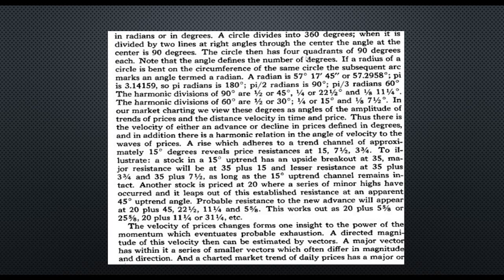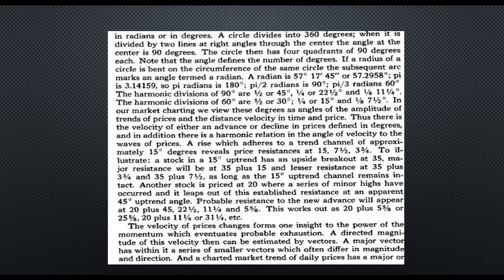The circle then has four quadrants of 90 degrees each. Note that the angle defines the number of degrees. If a radius of a circle is bent on the circumference of the same circle, the subsequent arc marks an angle termed a radian. In our market charting, we view these degrees as angles of amplitude of trends of prices in the distance of velocity in time and price.